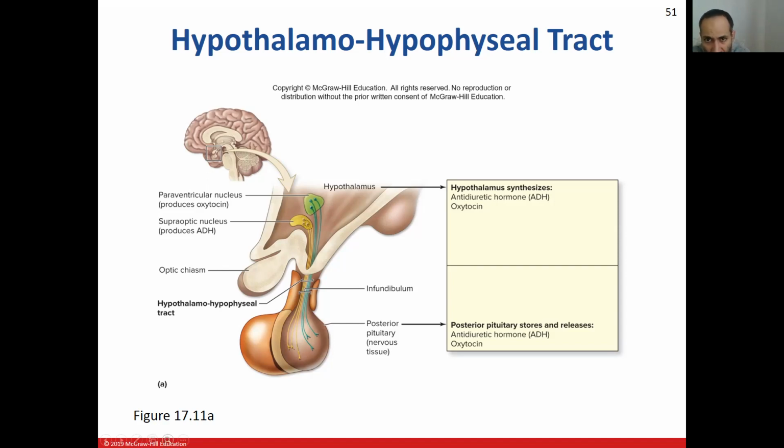Let's start with the posterior pituitary first, because only two hormones are secreted from here, ADH and oxytocin, as you can see here, okay? Now, keep in mind that even though those two hormones are being secreted by the posterior pituitary, they're not made here. They're not synthesized here. They're actually made up here in the hypothalamus. You can see it in the picture. The hypothalamus actually synthesizes ADH and oxytocin, and then it transports them via these nerves down here into the posterior pituitary from where they're secreted, okay?